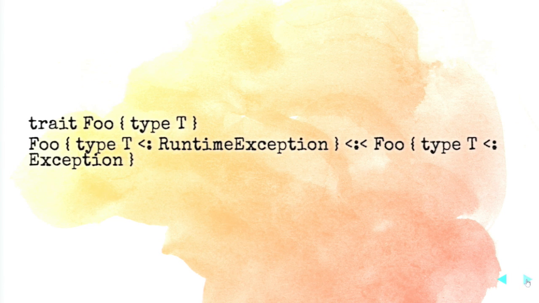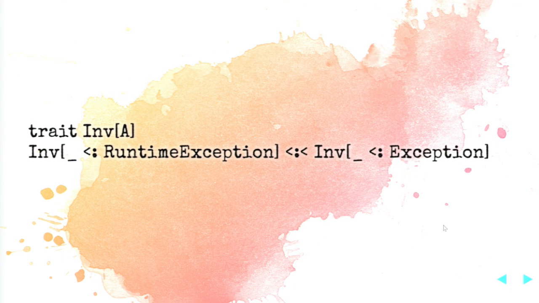One last thing we can do is convert use site variance to type parameters. So we can define this same subtyping relationship for an invariant type with a type parameter, provided we specify at the use site that our type is a subtype of RuntimeException, and consequently also a subtype of Exception. Then that will hold. So there is equivalence between type members and type parameters for use site variance. For definition site variance, that's only available with annotations for type parameters.